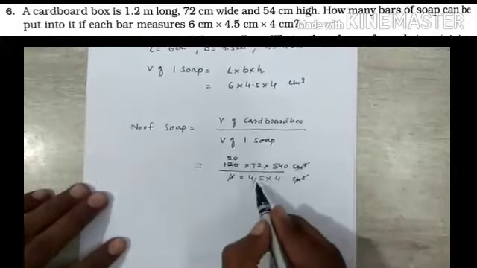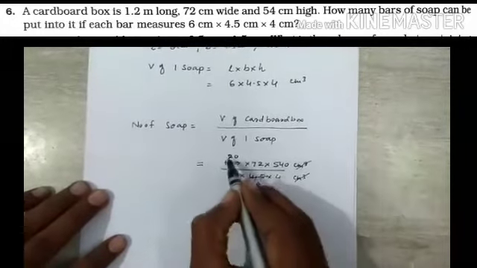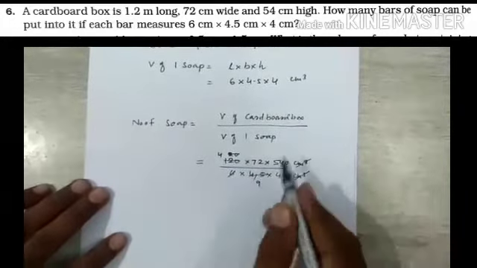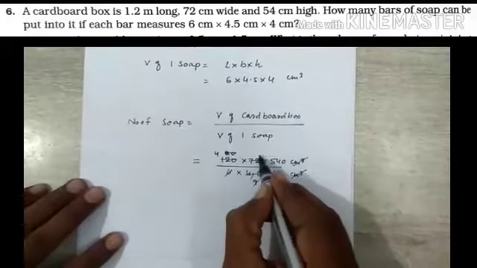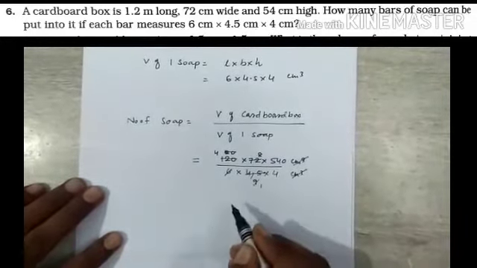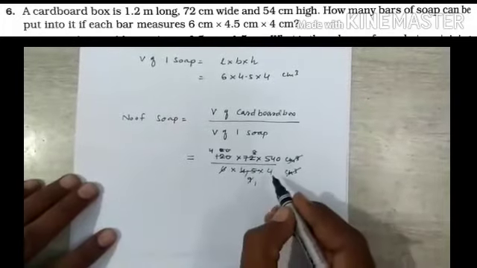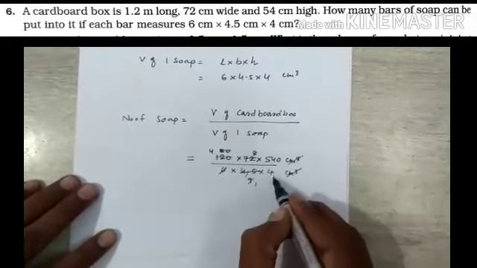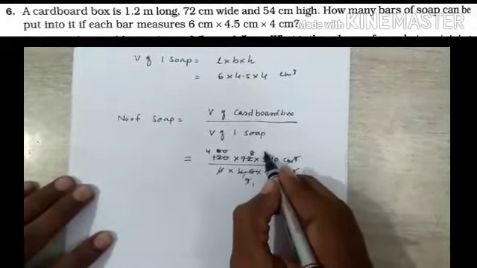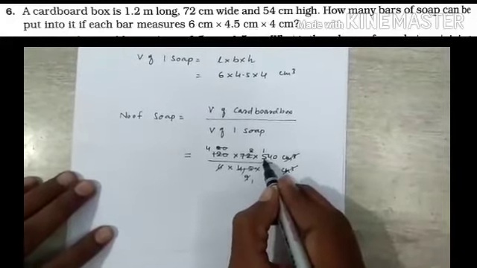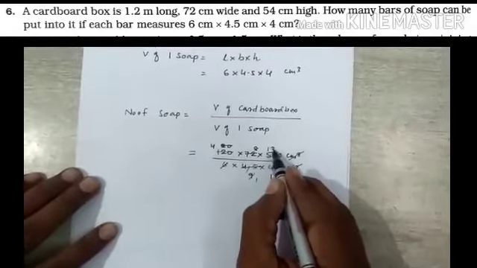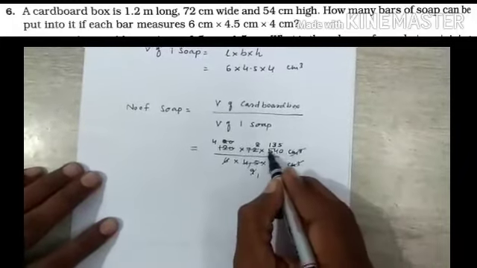Now divide by 5. 5 9 is 45 and 5 4 is 20. 9 1 is 9, 9 8 is 72. Now remaining is, now divide by 4. 4 1 is 4. Remaining is 1, 4 14, 4 3 is 12 and 4 5 are 20.